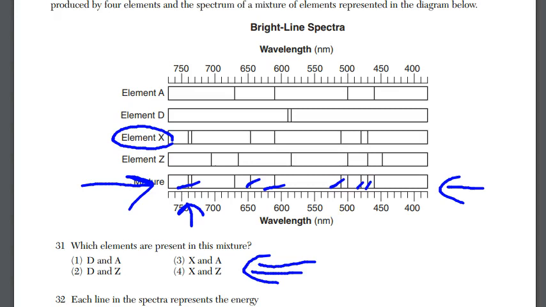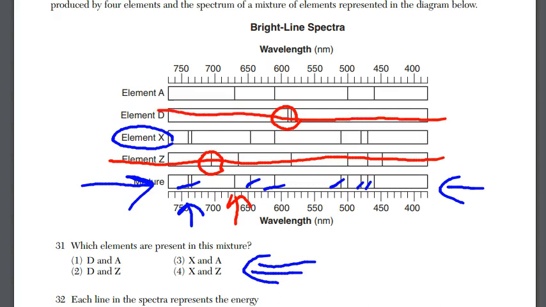Okay, so for the mixture, the next line here almost matches up with Z, but I don't have this first line for Z. So Z is out. They all have to match. All that's left is A and D. D doesn't have any lines except for two, and those lines aren't here, so they're not part of my mixture. So let's just double check A. Sure enough, A is here, A is here, here, and here. So it looks to me that the match is element A and element X. And of course, they don't have it in that order. They have X, then A, which is choice 3.